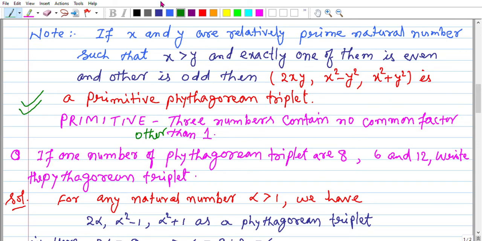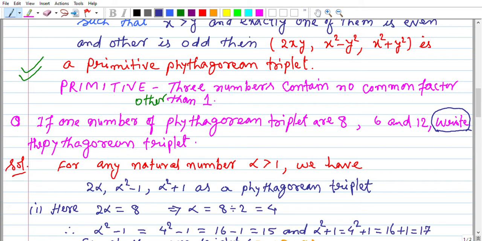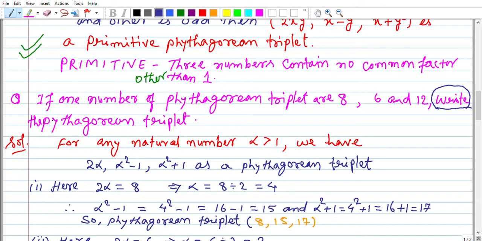See here, what is it asking us? Write. Only write that instruction given, right? So that's why we can write the statement for expressing the knowledge to the teacher who will check the copy, isn't it? So we have taken here for any natural number alpha greater than 1.